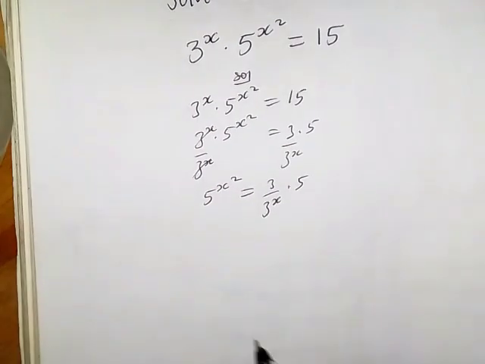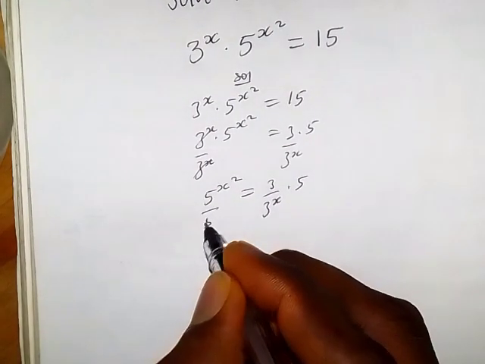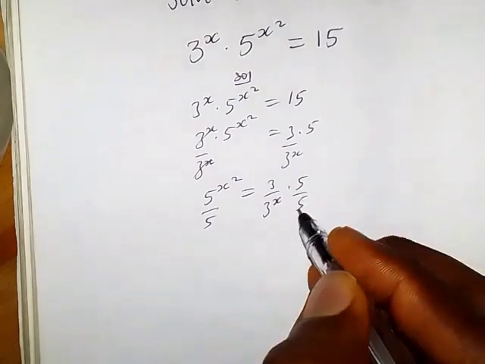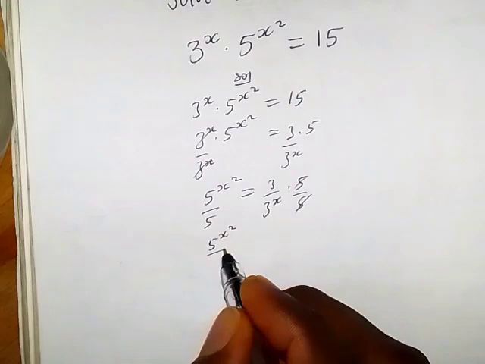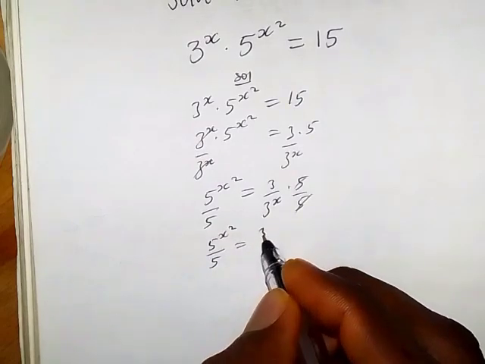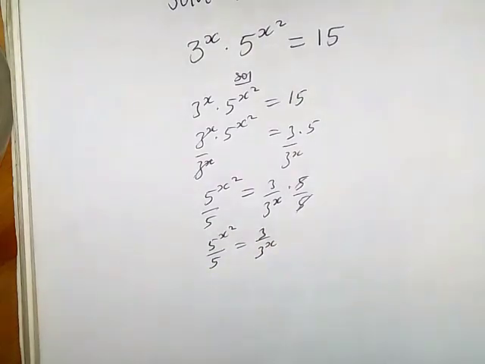So now again, let's divide both sides by 5. When we do that, we have this. So 5 cancels 5 on the right, so we are left with 5 raised to x squared over 5 equals 3 raised to x.